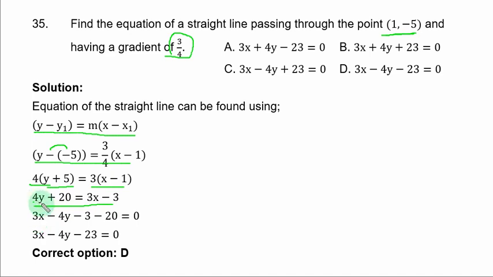So we are moving the terms to the right hand side to have x first. So you have 3x, then you move plus 4y becomes minus 4y, minus 3 is there. You move plus 20 becomes minus 20 equal to 0, and you have 3x minus 4y minus 23 equal to 0. D is the correct option.